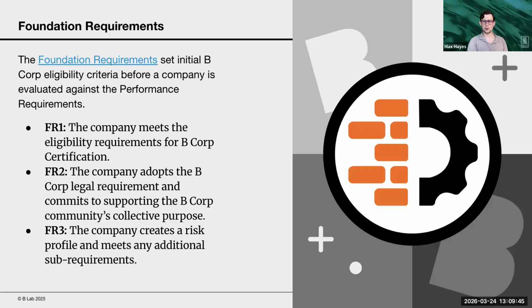So our first foundational requirement here, which we call FR1, is that the company meets our eligibility requirements. So we'll be talking about what does that mean in just a moment. FR2 is speaking to the legal requirement for B Corp certification.